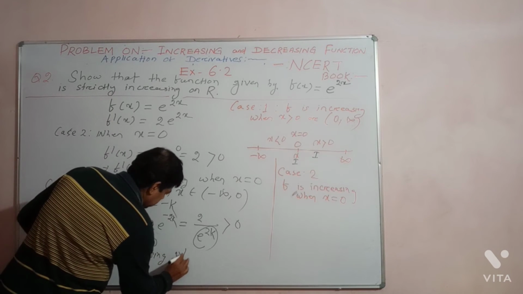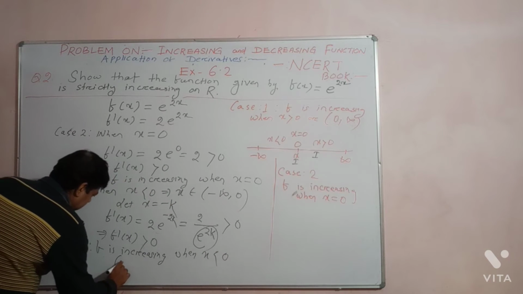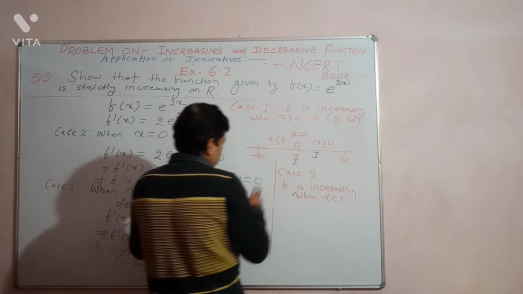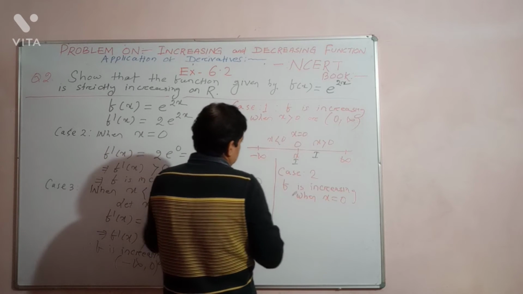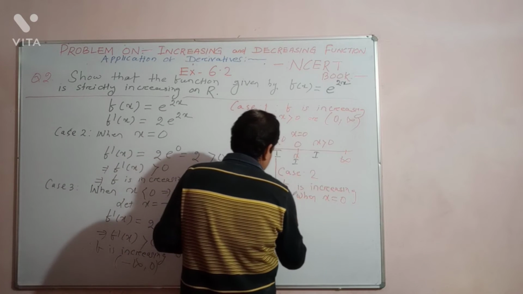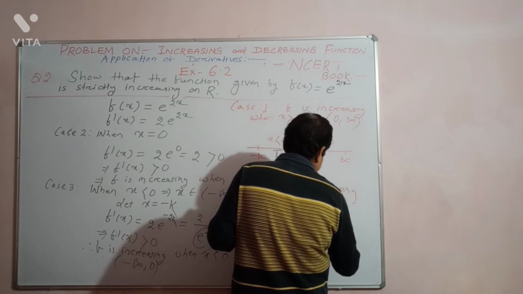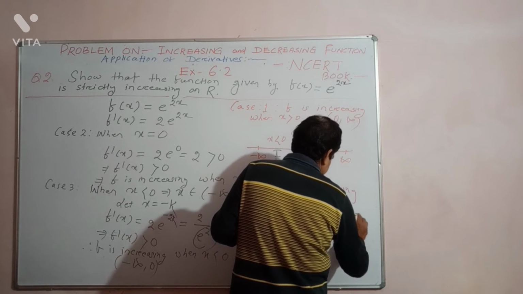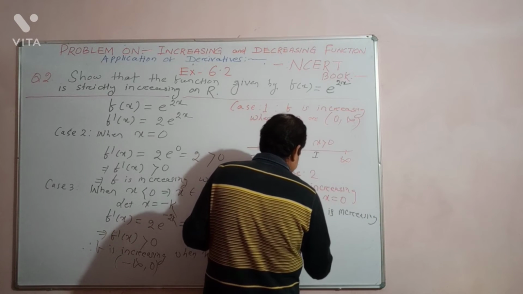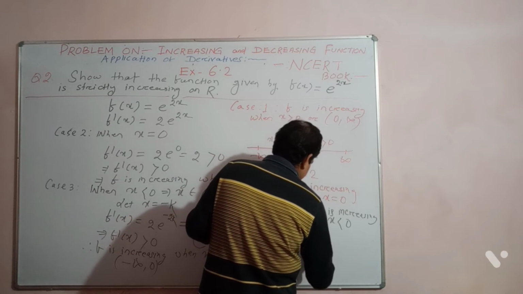when x is less than 0. It means in the interval minus infinity to 0. Thus we got that in the third interval also, the function is increasing. Case 3 we got f is increasing in the interval when x is less than 0. It means interval minus infinity to 0.